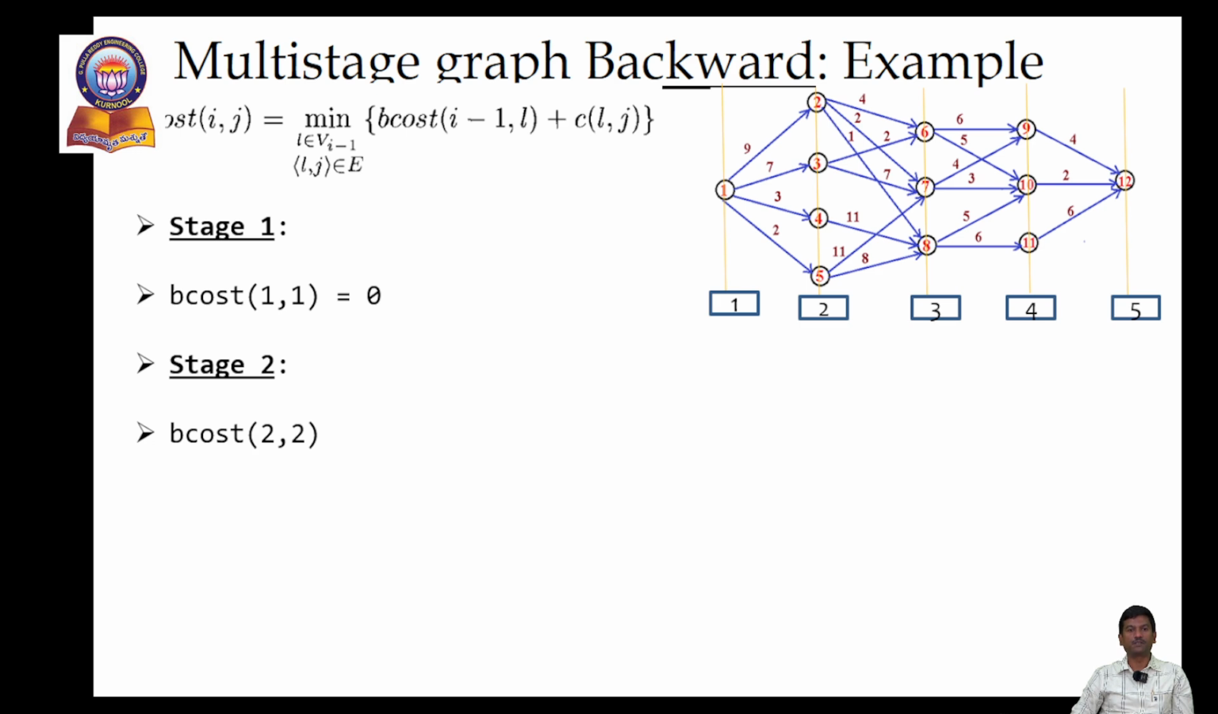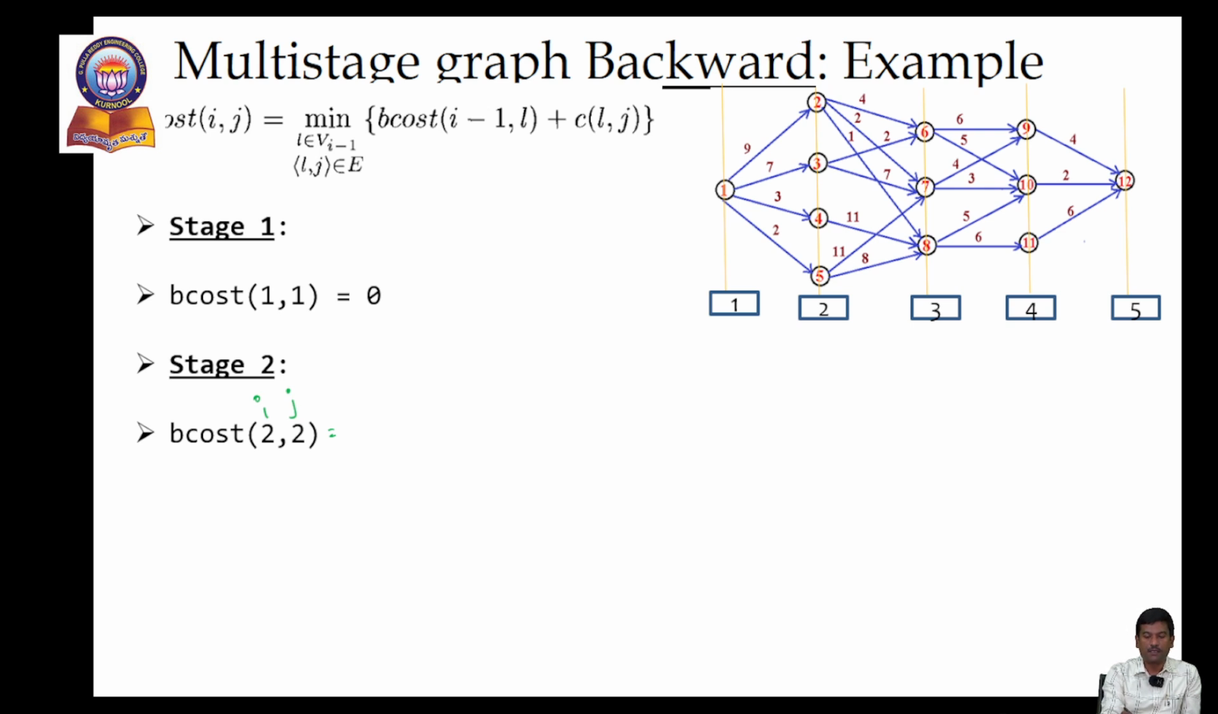That is, bcost of i comma j is equal to the min of bcost of i minus 1 comma l plus c of l comma j. So you have to compute bcost of 2 comma 2. This is the value of i, and this is the value of j. So i and j are known, and you have to identify the l values.